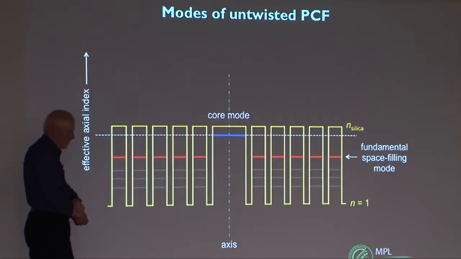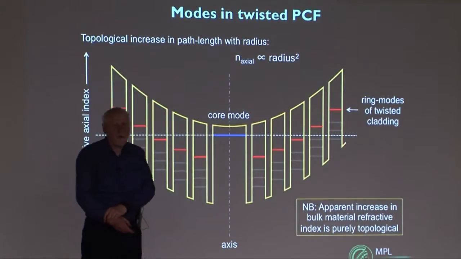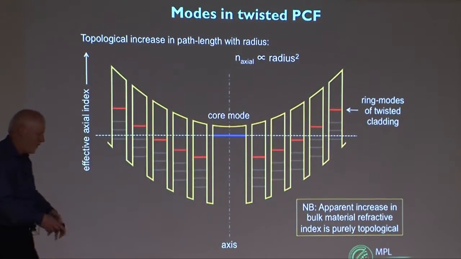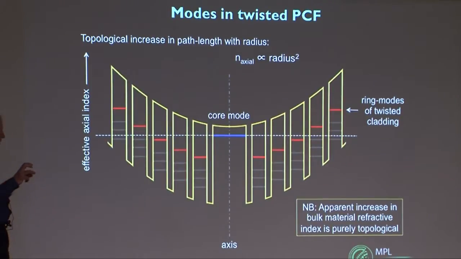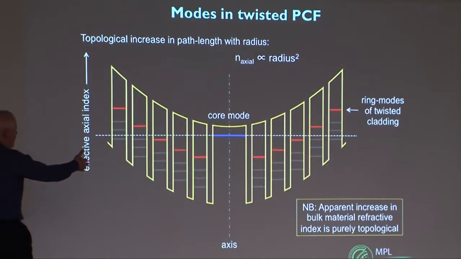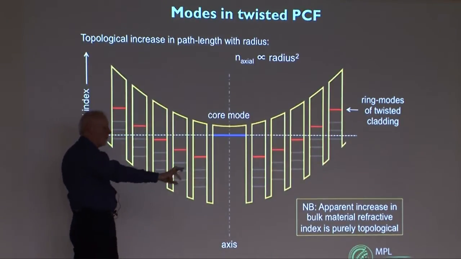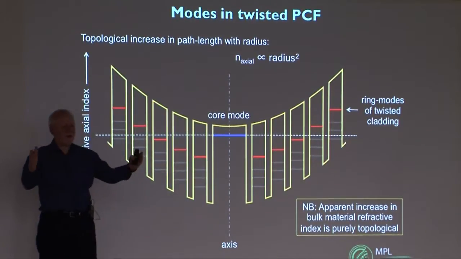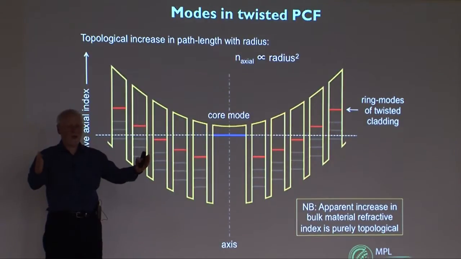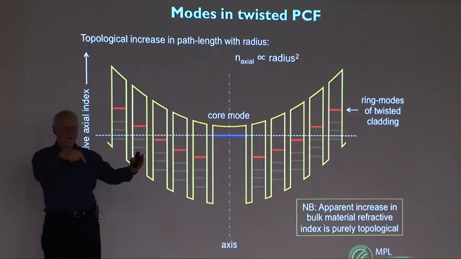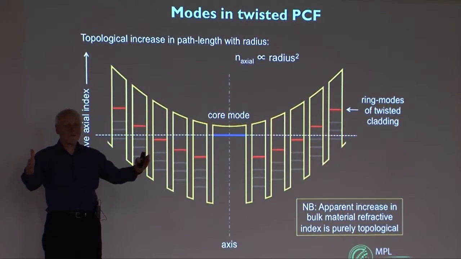What happens when we twist it? This is what happens. I've already said that the light, instead of going in a straight line in the cladding, at some point in the cladding, is being forced to describe a helical path. And if you think about a fiber this long, length L, and instead of going in a straight line, I do this, then clearly the overall path length will be longer because I'm spending all my time going round in a spiral.